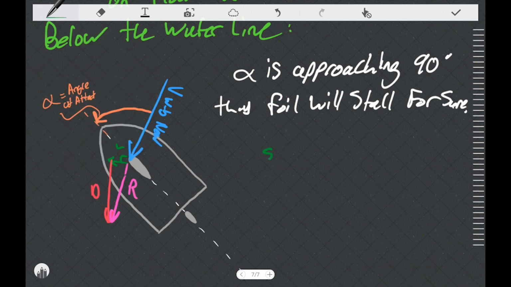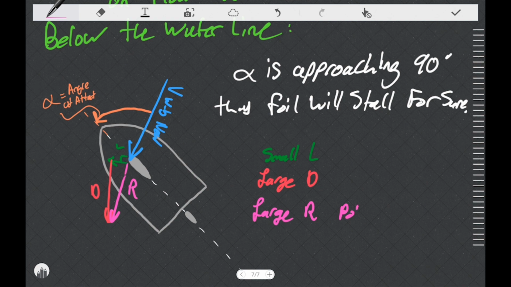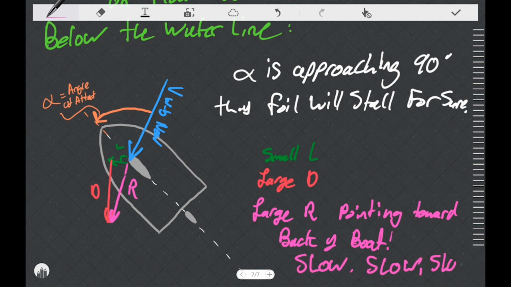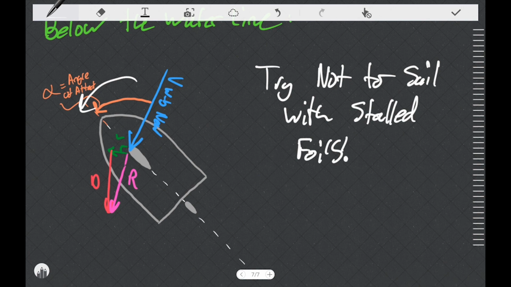What that means is that the resultant resistance vector, which is the combination of the lift and drag vectors, is going to be pretty large, and it's going to point towards the back of the boat. This means that the foils are not going to be operating very efficiently, and the boat's not going to go very fast. It should be self-evident that we should try not to sail with stalled foils.